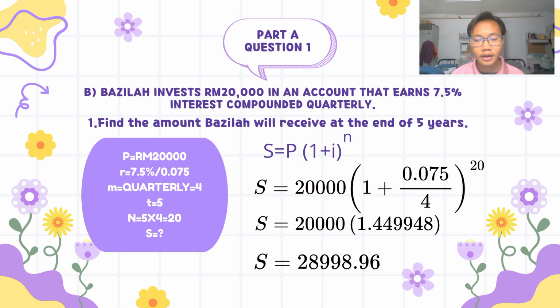For question 1, we get the information: the principal value is 20,000, interest rate is 7.5%, m is 4, t equal to 5 years, n equal to 20, S is the maturity value, so we don't know. We use the compound interest formula. The maturity value we get is 28,998.99.